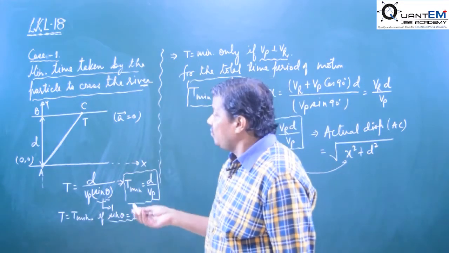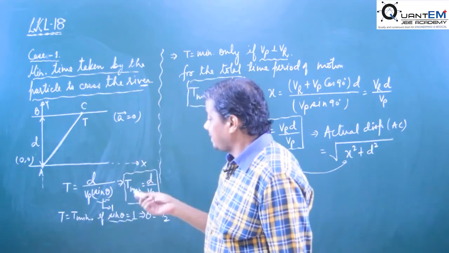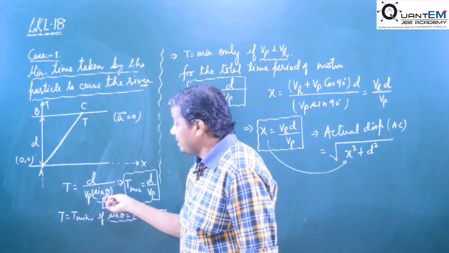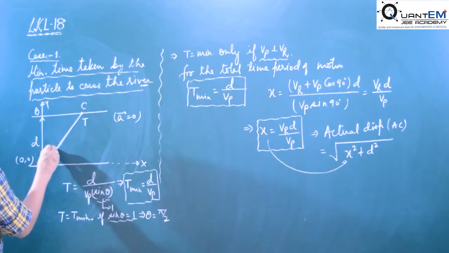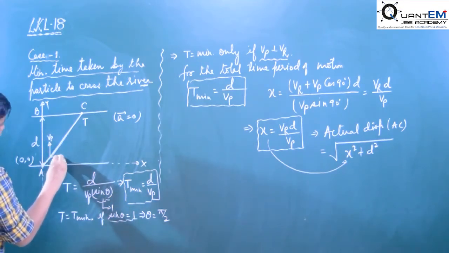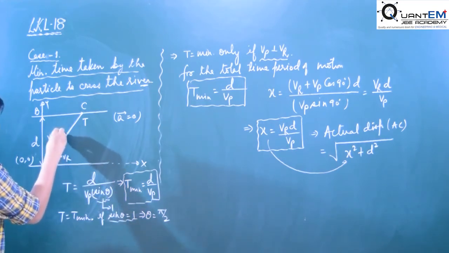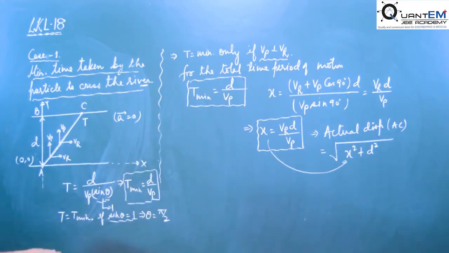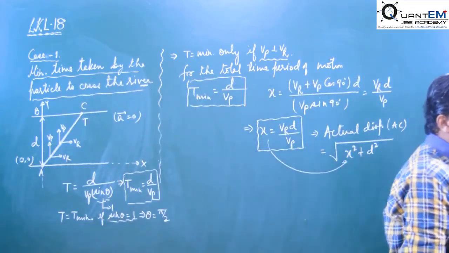So remember, for minimum time, if we have no acceleration, time will be what? D by Vp, and it is possible only when, for the total time period of motion, Vp and Vr are perpendicular to each other. At any time you take, it is Vp and it is Vr. Now at this point also, Vp and Vr are always perpendicular. Okay. Now we come to the case 2, second case.